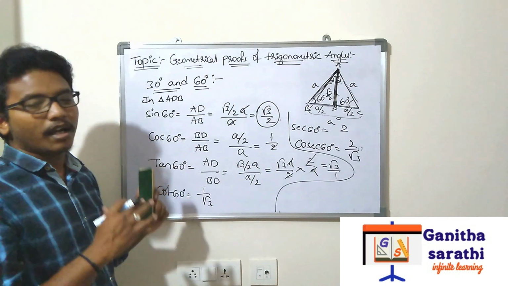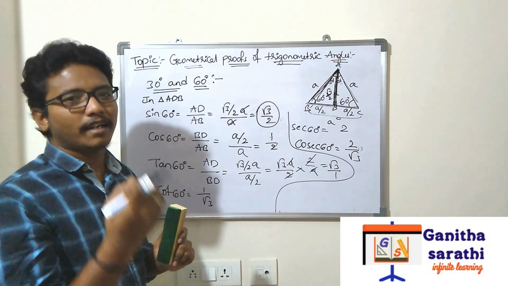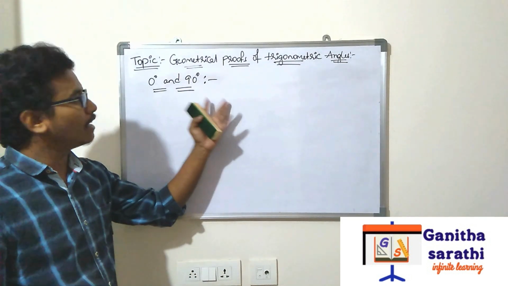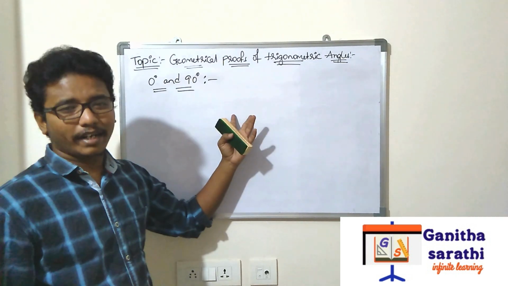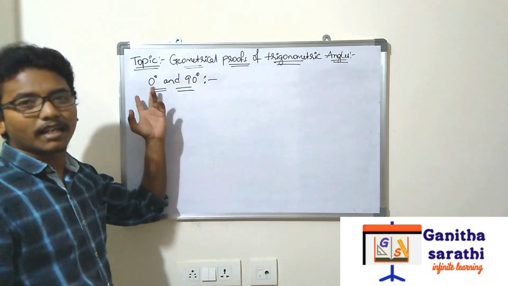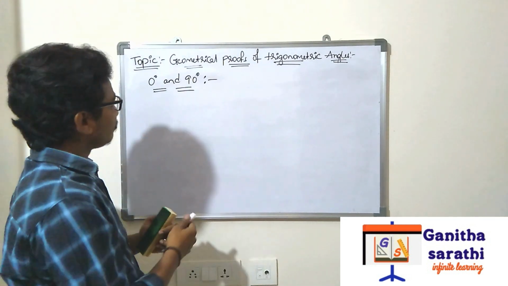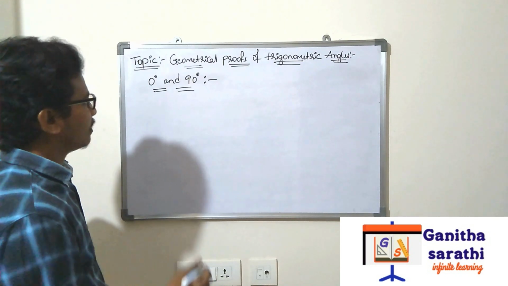Okay. Now let us move on to the next one, that is 0 degrees and 90 degrees. Previously we have found 45 degrees, 30 degrees and also 60 degrees. Now what we have to prove? 0 degrees and 90 degrees. Now how will we find 0 degrees and 90 degrees? First move to 0 degrees.